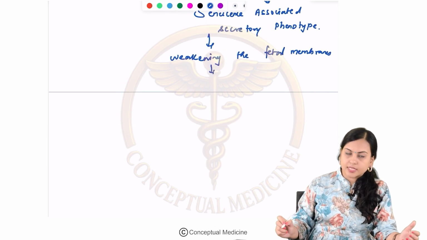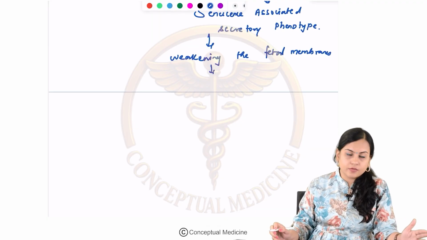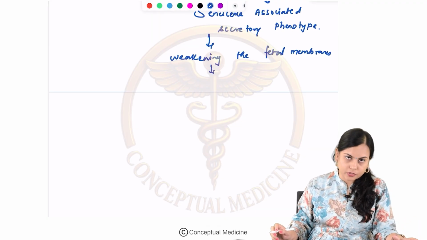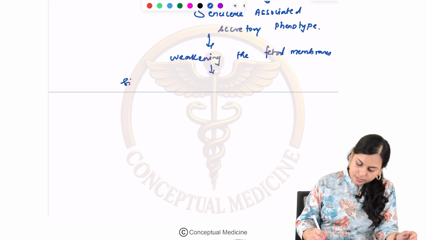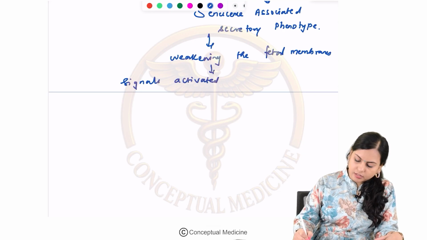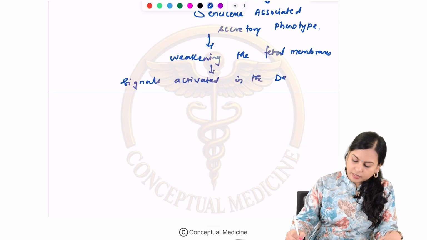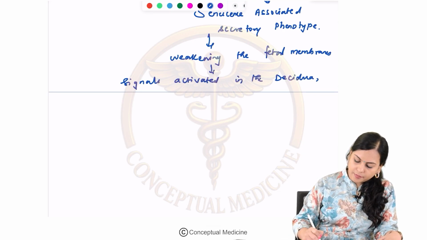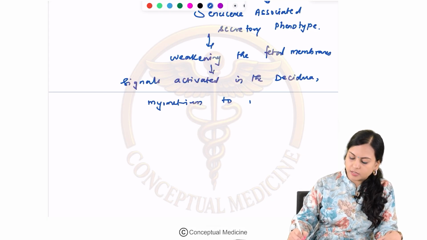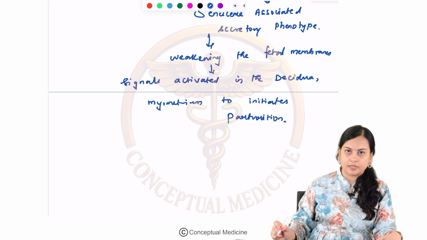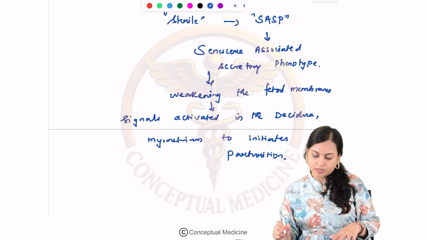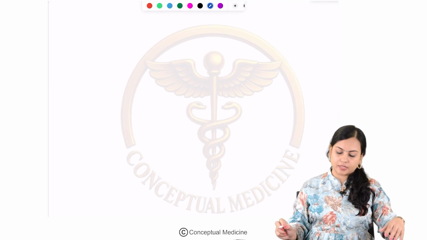Also, some signals are produced at the level of decidua and myometrium that will be inducing parturition. Okay. So, signals activated in the decidua and myometrium that initiate parturition. Clear? So, this thing you have to keep in mind.